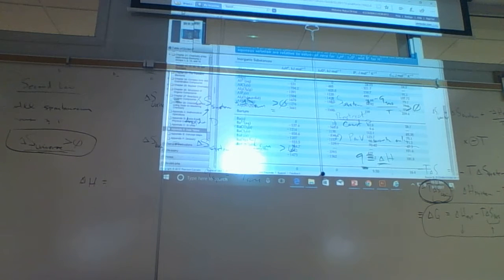Delta G is equal to delta H of the system minus T delta S of the system. Delta H of the system and delta S of the system, we can get from Appendix D. It's the easiest way to determine it. And we're going to have different scenarios. If delta H goes down and delta S goes up, then this is always spontaneous. If delta H goes up and the entropy goes down, this is always non-spontaneous.